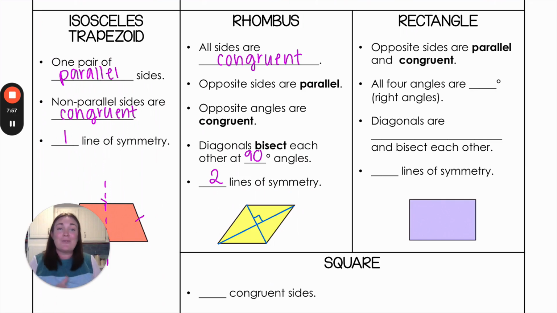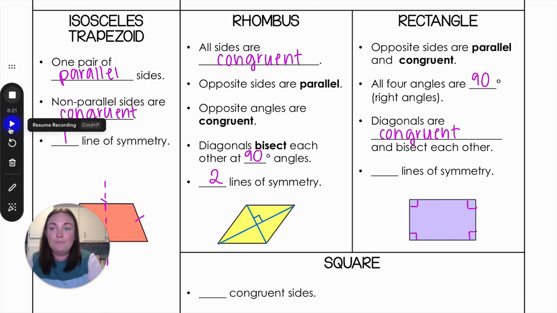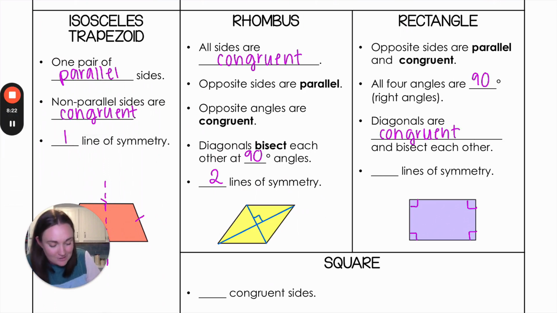Let's go on to a rectangle. So again, still a parallelogram, everything is true. The opposite sides are still parallel, the opposite sides are still congruent. But what's specific about a rectangle is that all four angles are 90 degrees, or we can call those right angles. So all four angles of a rectangle are 90 degrees, and that's what makes a rectangle look like a rectangle. The diagonals are congruent, and they still bisect each other just like a parallelogram.